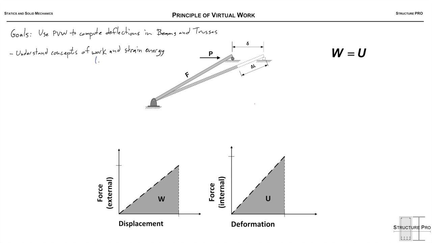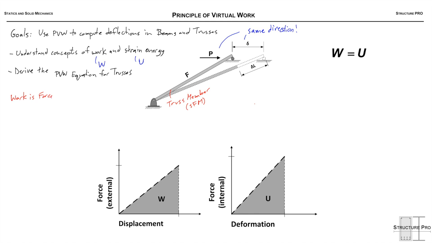We're going to be going over these concepts, and specifically work is called big W, strain energy, big U, and we're going to derive the principle of virtual work equation for trusses. And then we'll just kind of assume that the one for beams came from a similar place. So here I've shown this truss member, which is, as you know, a single force member, can only carry force along its axis. And the work done is by this force P that I'm pushing at the top of the roller. The displacement as a result of P must be in the same direction for it to be considered work.